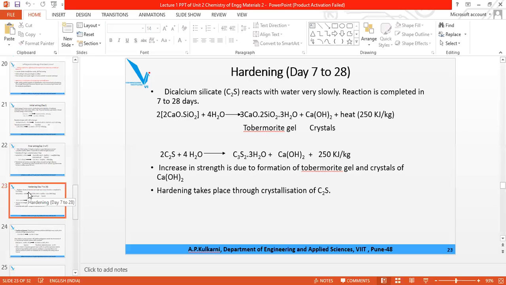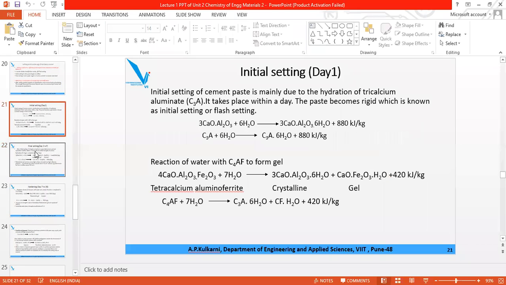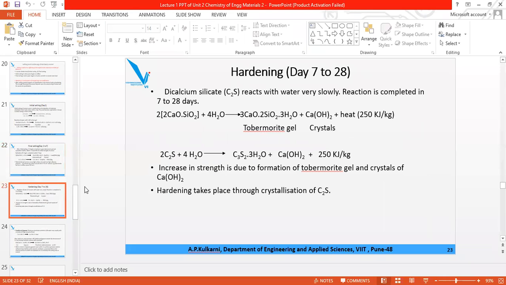Now after initial setting, we have seen the final setting for this particular reaction. It needs 2 to 7 days, and then we will see what is hardening. So initial setting is 1 day, final setting 2 to 7 days, and then hardening 7 to 28 days. After application of cement paste for construction work, it takes 28 days to get fixed on the wall, and during that period of 28 days you have to water the construction work, otherwise it develops scratches, and these scratches turn into bigger holes, and that may lead to the breaking of the construction work. So to prevent that, it is necessary.